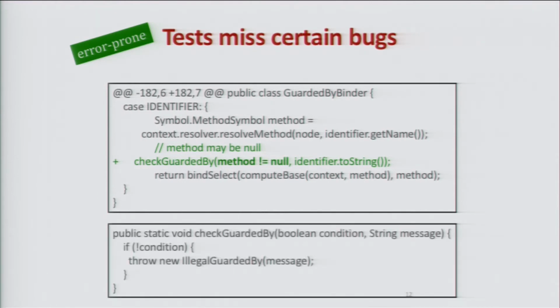A developer found this. They did all the right things. They fixed it. They added a test to guard against the regression. And they fixed it by inserting a call to this project-specific handler that checks if a condition is true or false, and if it's false, throws an API-specific exception to be handled elsewhere. So all the right things happened.